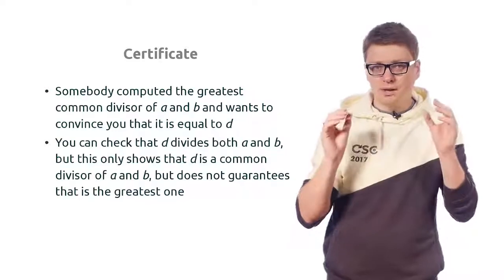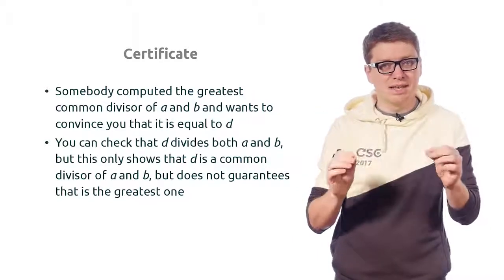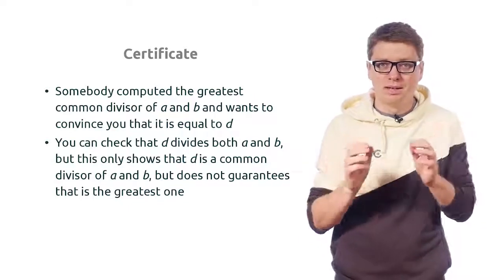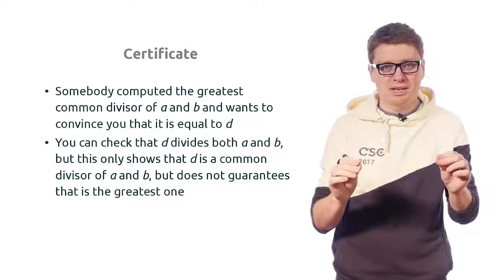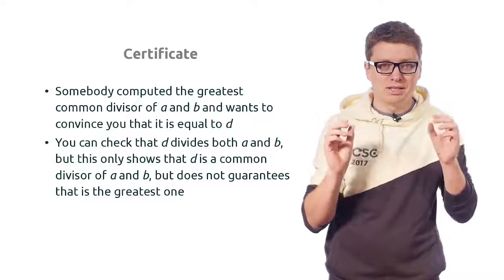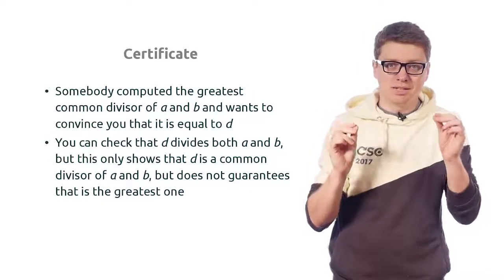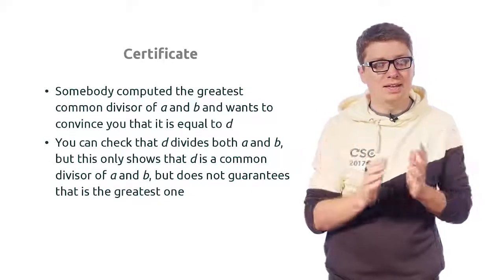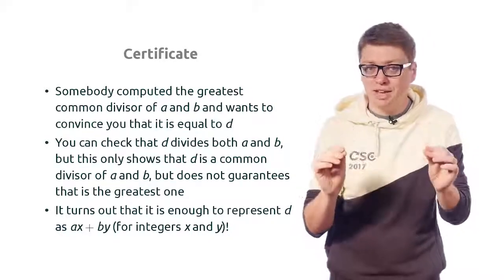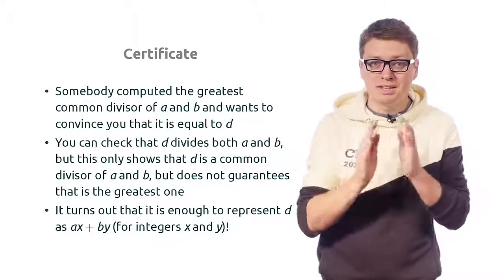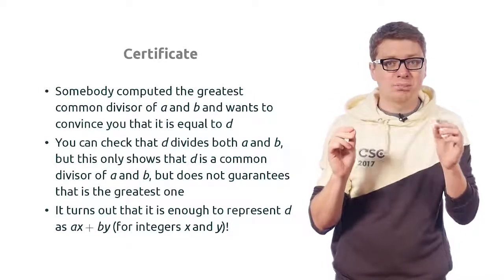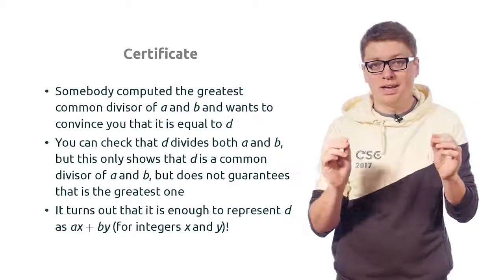First of all, we can of course check that d divides a and b. This will convince us that d is indeed a common divisor of a and b, but this gives us no information whether it is the greatest or not, right? Because it is still not excluded that there exists a larger number than d that divides both a and b. It turns out, however, that to convince us that d is the greatest divisor of a and b, it is enough to represent it in the form ax plus by, where x and y are integers.